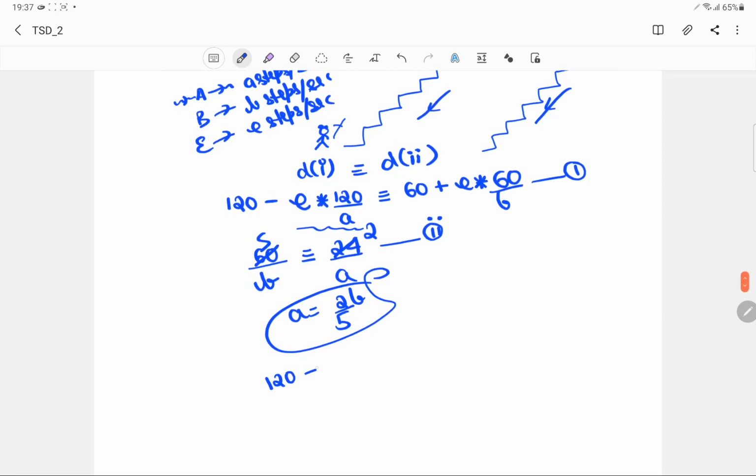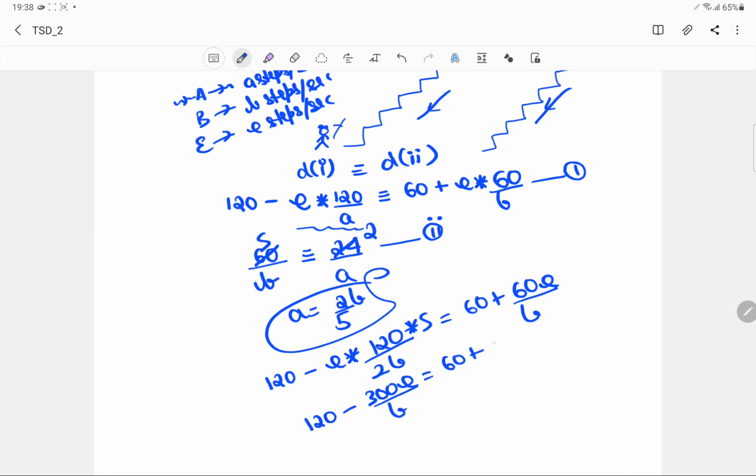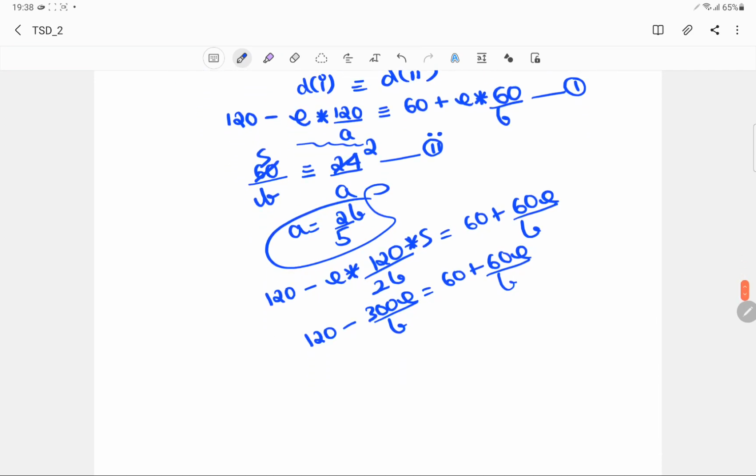So this is 120 minus e into 120 upon 2b into 5. Okay, this is nothing but 60 plus 60 e upon b. And this is nothing but 120 minus 300 e upon b is equal to 60 plus 60 e upon b. So solving, we can get 360 e upon b, and we can get b is equal to 6e.